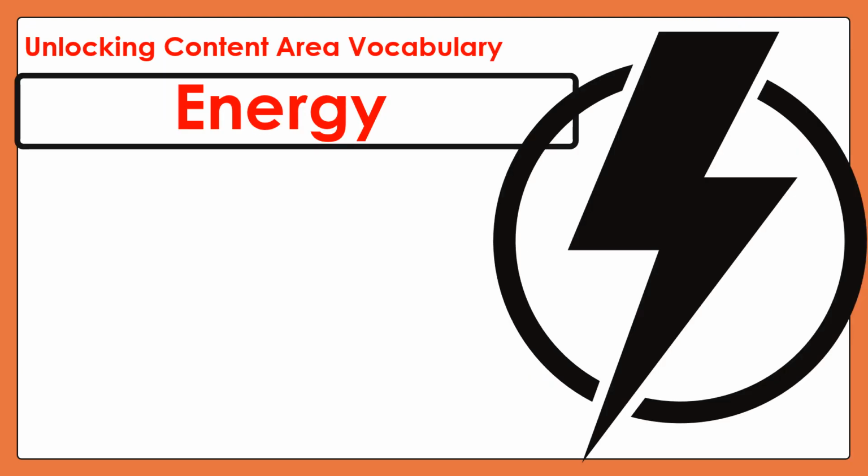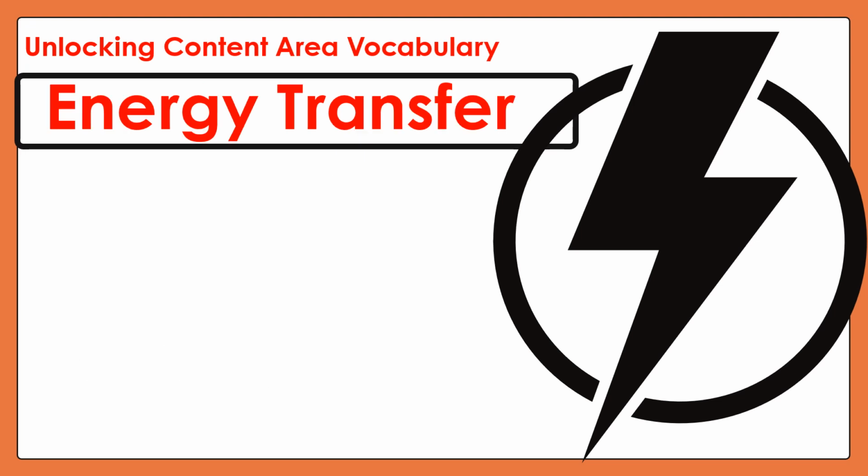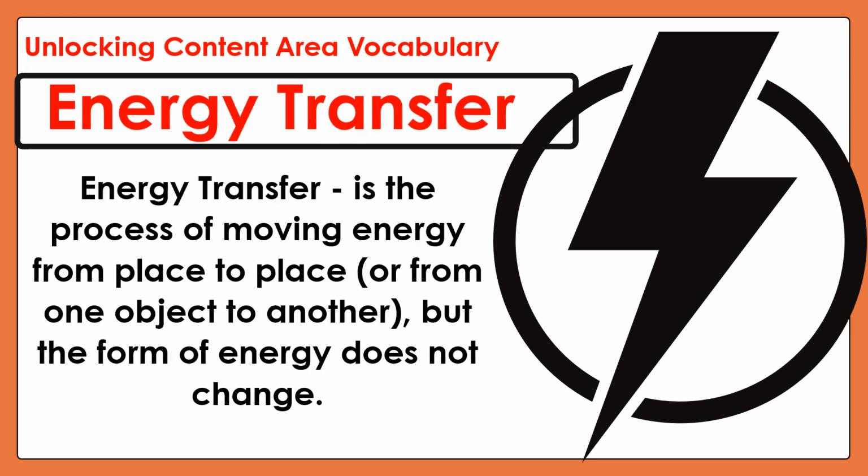Unlocking content area vocabulary. Energy. Energy is the ability to do work. This means that energy makes things happen. The sun, as the principal source of energy for the earth, makes other forms of energy possible. Energy transfer. Energy transfer is the process of moving energy from place to place or from one object to another, but the form of energy does not change.